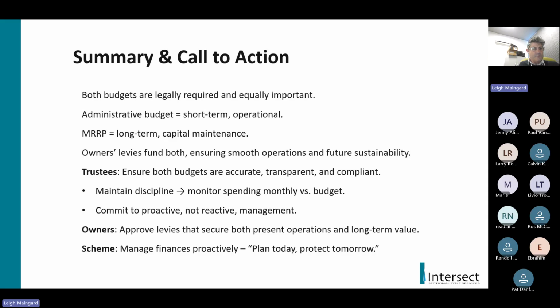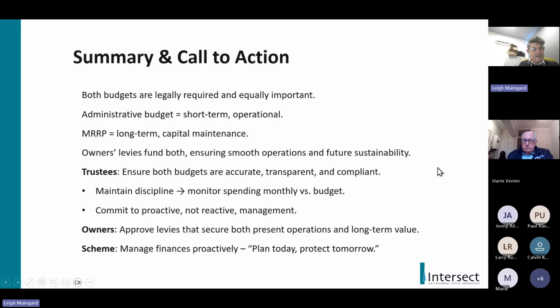They must make sure it's transparent and compliant with legislation. And then important is for the trustees to continuously monitor their budgets versus their actual expenditure, because this will also give the trustees an indication of where they're potentially overspending and where they're underspending, or where they didn't budget for and where they are actually spending money. So that's a very important aspect and responsibility from the trustees' side.